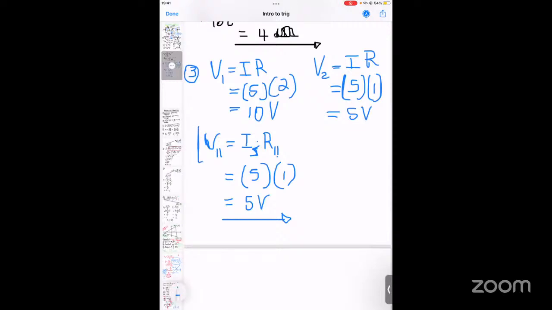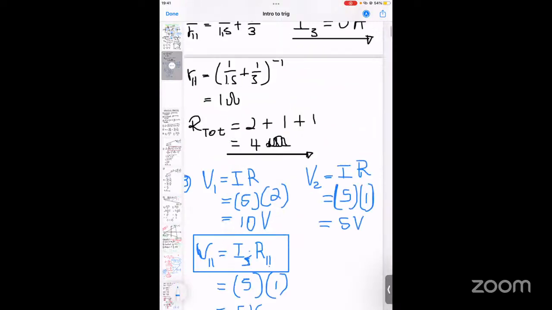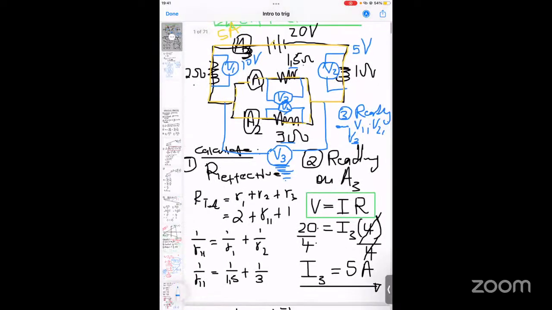This is the formula for calculating V, which is on the parallel. It doesn't matter if that V is connected on that resistor, or there, or like that. What you must know is that a V on parallel equals the current for series times R for parallel.